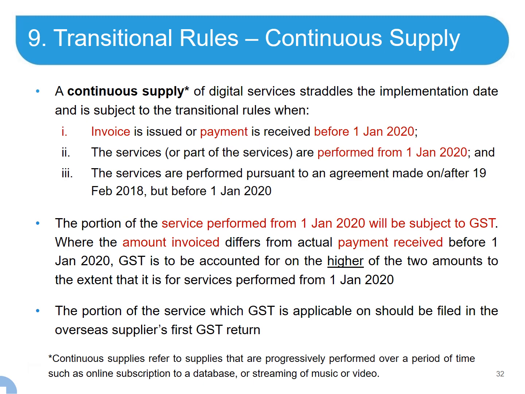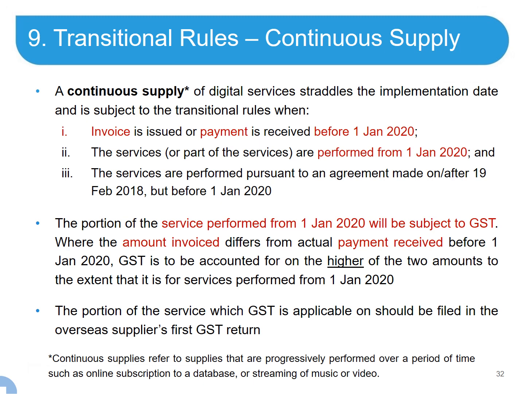A continuous supply of digital services straddles the implementation date and is subject to the transitional rules when invoice is issued or payment is received before 1st January 2020. The services or part of the services are performed from 1st January 2020, and the services are performed pursuant to an agreement made on or after 19 February 2018, but before 1st January 2020. Examples of continuous supply of services include online subscription to a database or streaming of music or video.